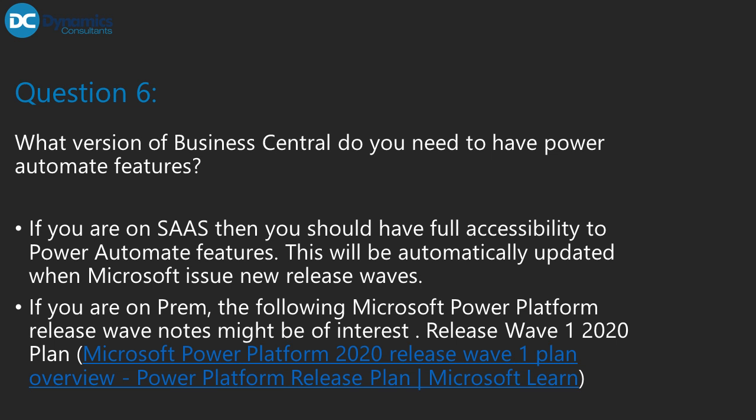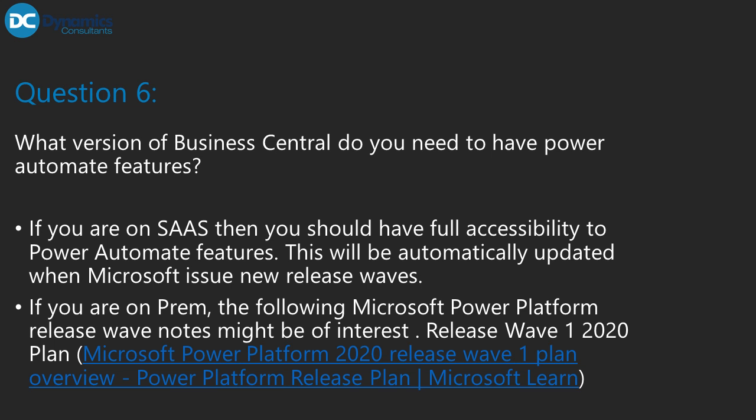So what version of Business Central do you need to have Power Automate features? Well, the easy answer, and anybody who's seen our recent newsletter will know this, is that if you're on the SaaS version, you will have the full accessibility of the latest features, and that includes the Power Automate features. This will automatically be updated when Microsoft issue a new release. We've just had the 2024 release wave 1 that came out in April, and the next one is in October.